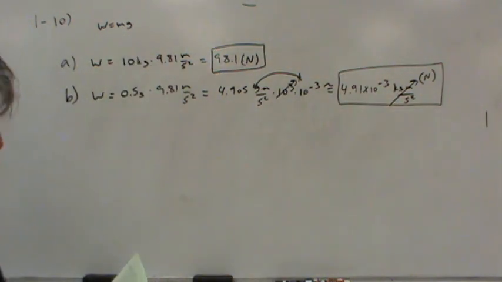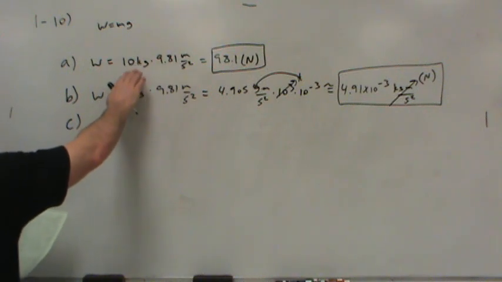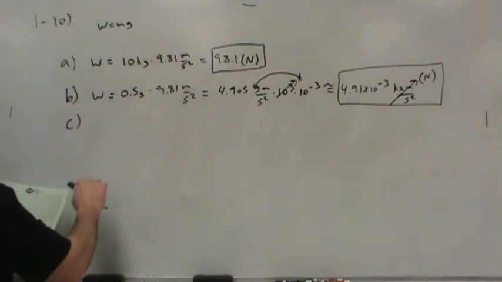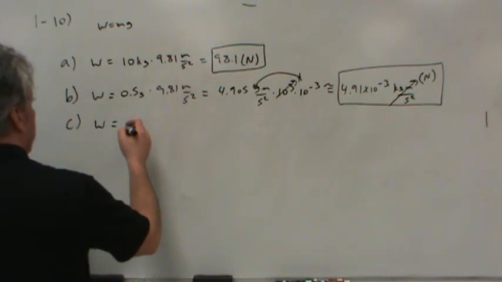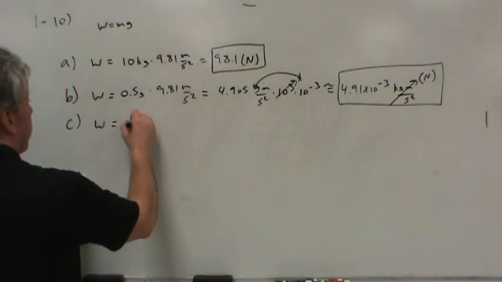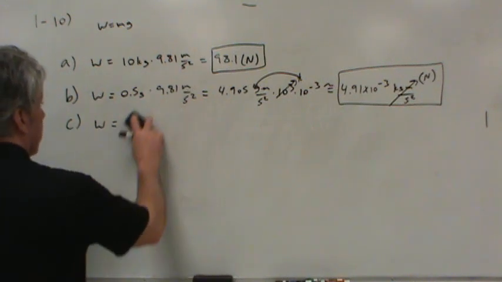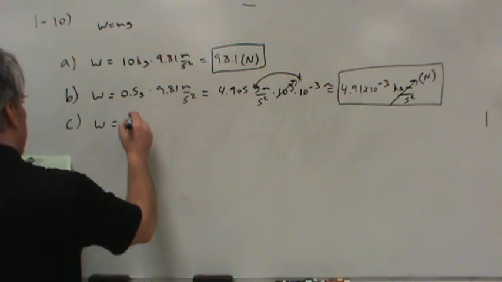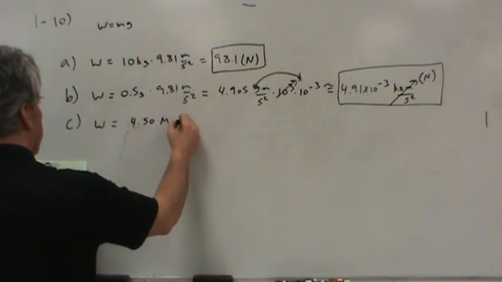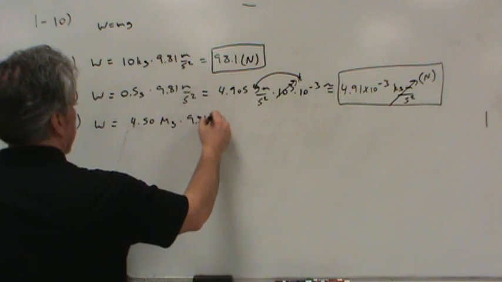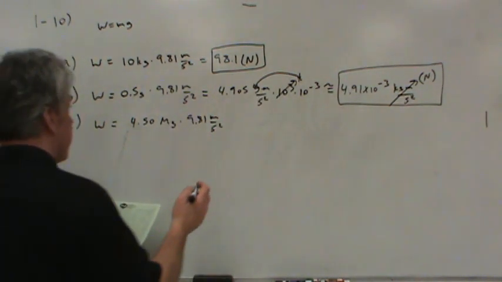Now part C, this was a decent weight. You could pick this up. This is very light. Here they're going to give us a mass that's extremely large, and will have a very large weight. They give us 4.50 megagrams. We have to multiply that again by 9.81 meters per second squared.